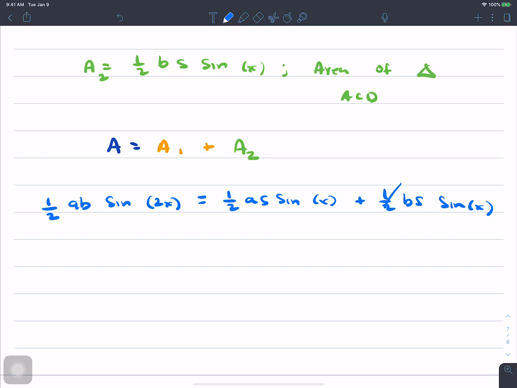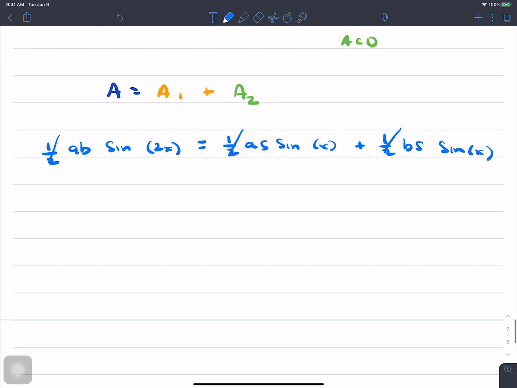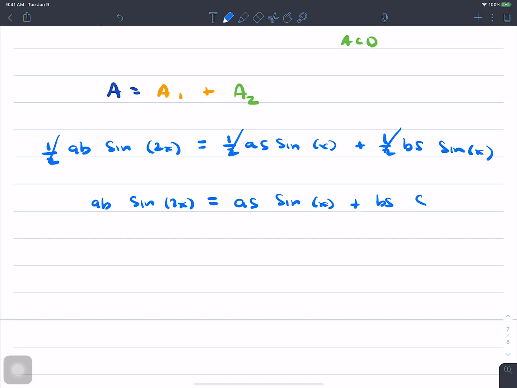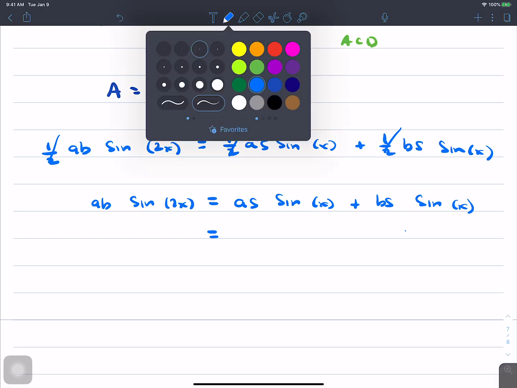All right, 1/2 cancels if I divide both sides by 1/2. And now you're left with AB sine 2x equal to AS sine x plus BS sine x. I'm going to solve for S. I'm going to actually factor, right? I'm going to bring out the S, and I have A sine x plus B sine x. We're going to factor out the common factor.